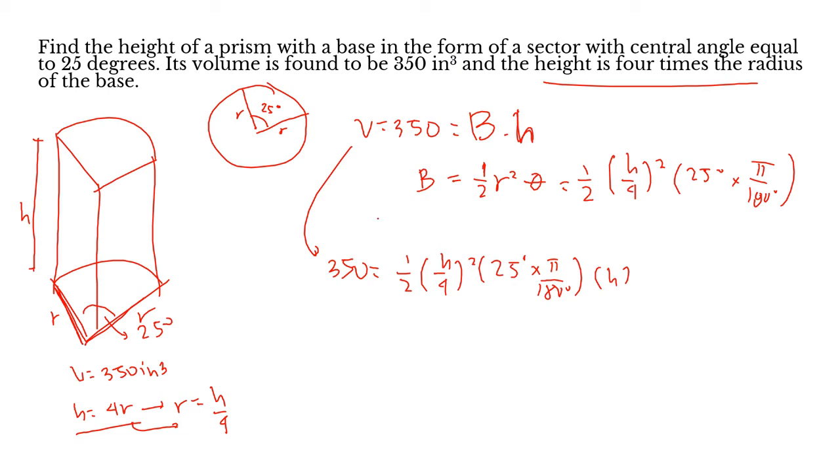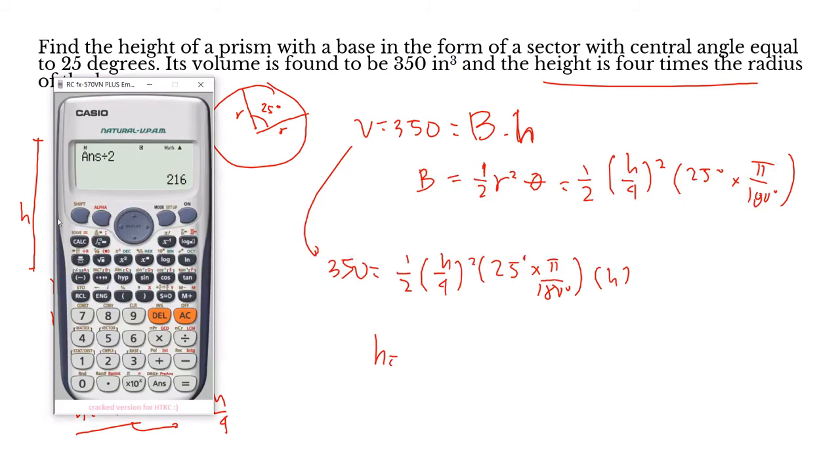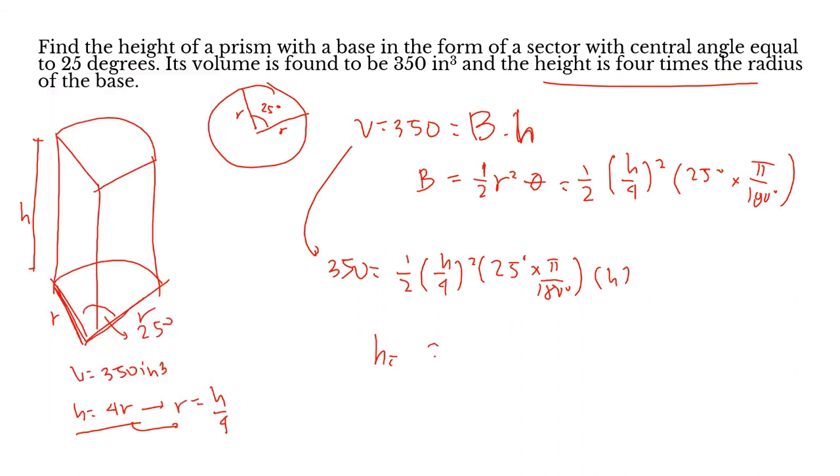Okay, h. You have one equation, you have one unknown. H lang iyang unknown. We have one equation, one unknown. Solve na natin si h. Shift solve lang sa calculator. 350, 1/2, you have 25 times pi over 180, tapos x shift solve calculator class, you get what? 29.5 inches, and that is it for the height.